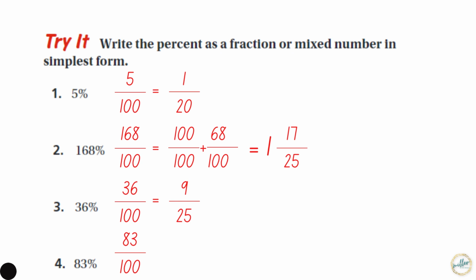Here are your answers. 5% is 5 over 100, which simplifies to 1/20th. 168% is 168 over 100, which is like 100 over 100 plus 68 over 100, 1 17/25ths. 36% equals 36 over 100, which is 9/25ths. And 83% equals 83 over 100, and that cannot be simplified any farther.